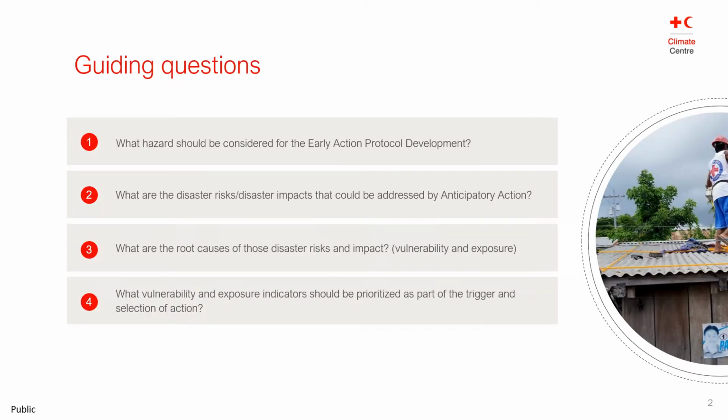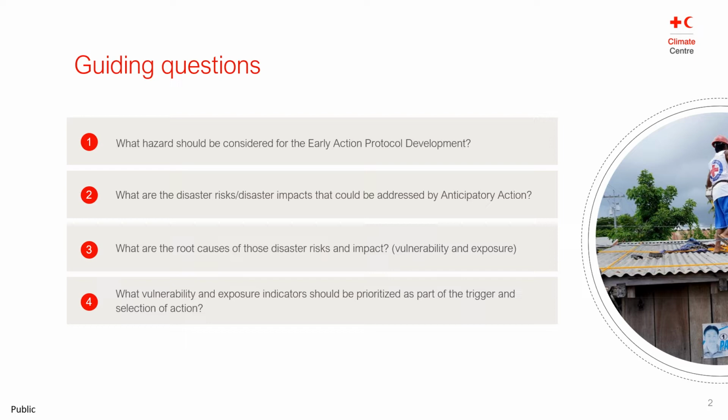The guiding questions that we have for this section, and that you can find in the Anticipatory Action of Forecast-Based Financing Manual, are these. What hazards should be considered for the early action protocol development? What are the disaster risk and the disaster impacts that could be addressed by anticipatory action? And what are the root causes of those disaster risk and impacts?